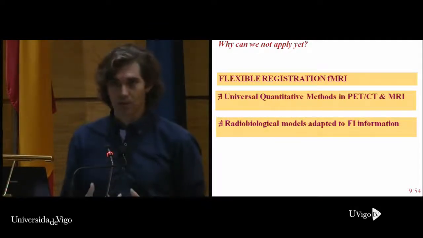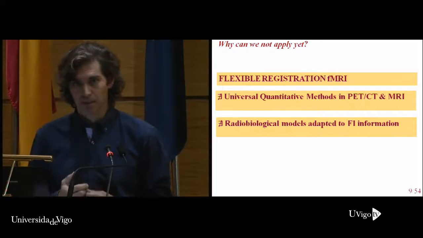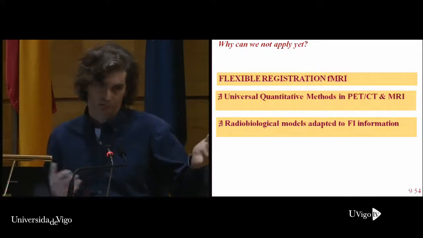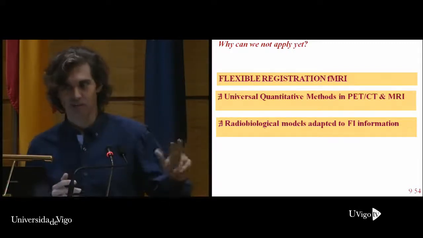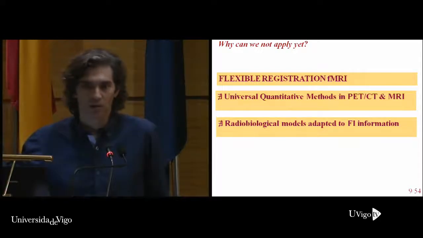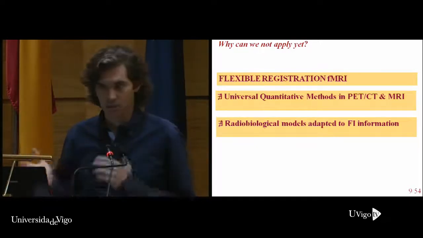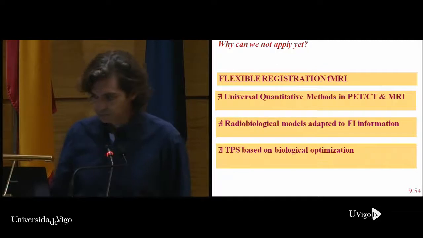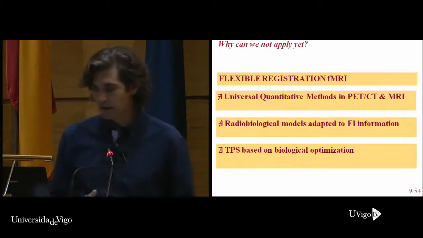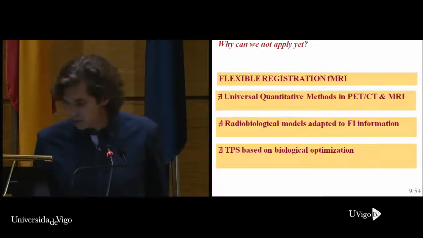We must adapt the radiobiological models we have to the information we have in the functional imaging. The radiobiological model uses number of cells, relative pressure of oxygen, and days. Time is the information we have. But for the other two, we only have the standard uptake value in PET-CT, or the K-trans in a dynamic contrast, or the apparent diffusion coefficient. It's not necessarily the same numbers. And when we have all this information, we can adapt the TPS to the biological information and get the authentic biological optimization.